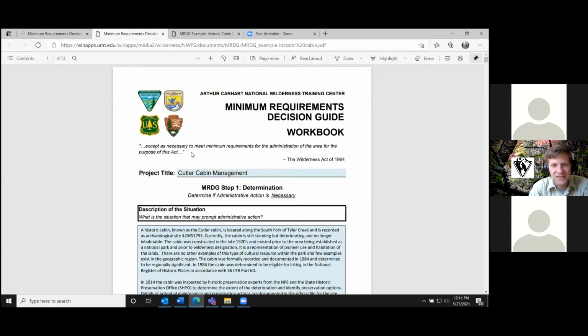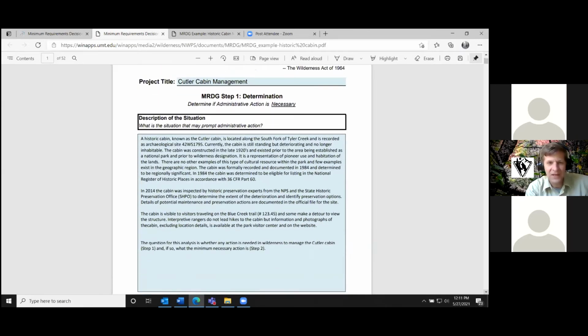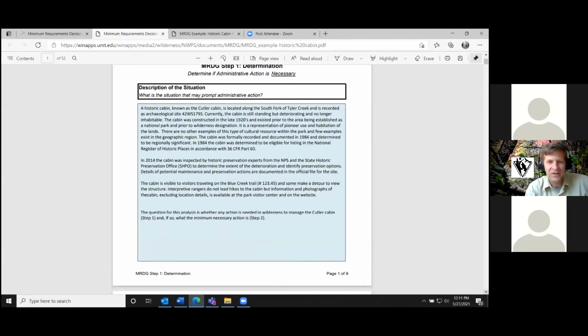So this is a document that basically is an example of the MRDG and provides you what it would look like. So again, we talked about description of the situation. If you were to read through the description, it basically provides you just a snapshot of what they're being confronted with, which is basically they have a historic cabin that because of legal obligations and policy, they need to do something about. So I just let you guys read that for a second.